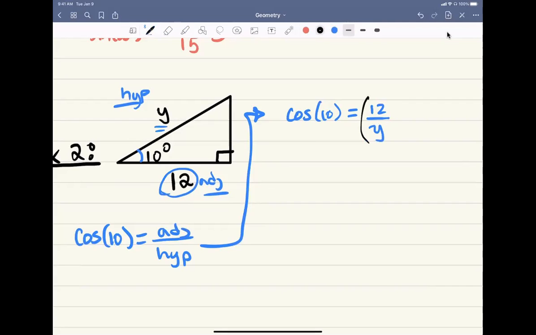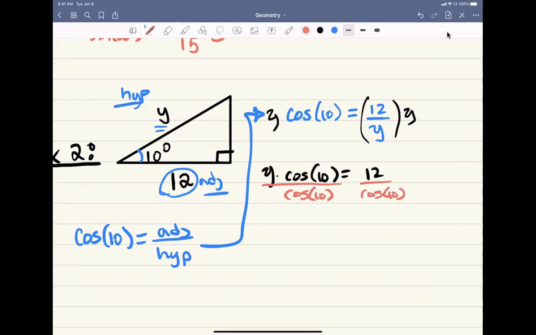We're going to multiply both sides by y, and you're gonna get y times cosine of 10 is equal to 12. And then all you need is the last step, which is to divide both sides by cosine of 10, because we know that's a number. All right, we're gonna divide by cosine of 10. That's going to go away, and we're going to get y is equal to 12 divided by the cosine of 10.